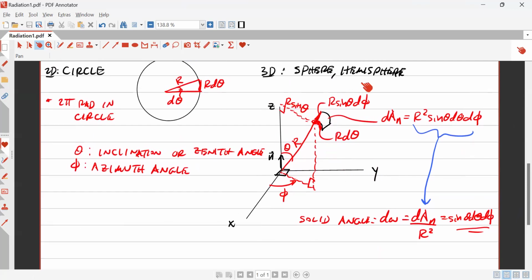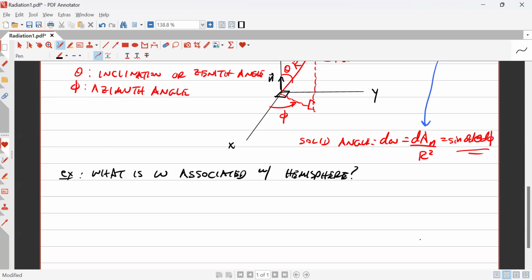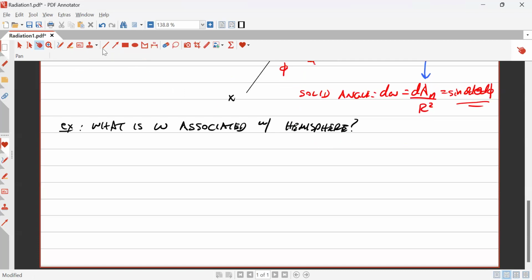So let's do a quick example. We're going to calculate the solid angle omega associated with the hemisphere. This will be our first example today. What we would do is we have our little patch here, and we have our normal vector like so. Here's our hemisphere, looks something like this.